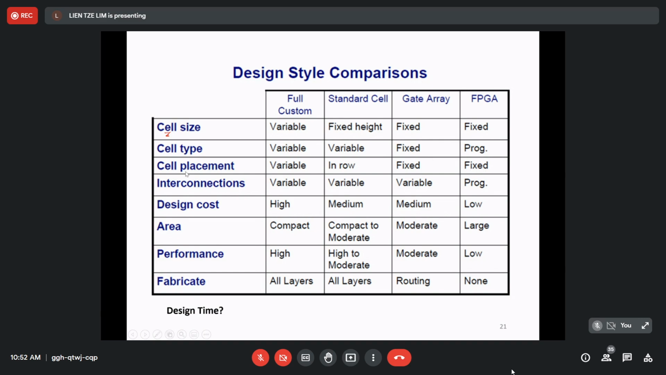Okay, and then cell placement. Cell placement in full custom is variable. In standard cells, it is in rows. And then the placement is fixed for the gate array and FPGA.